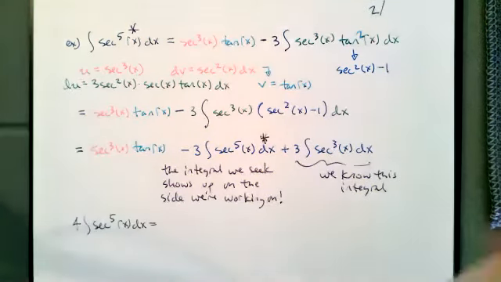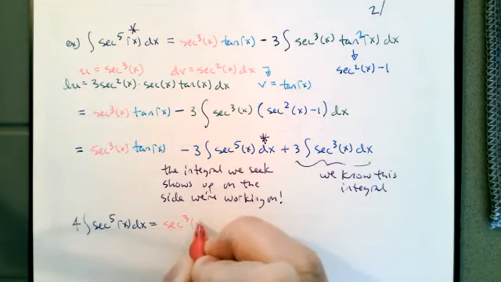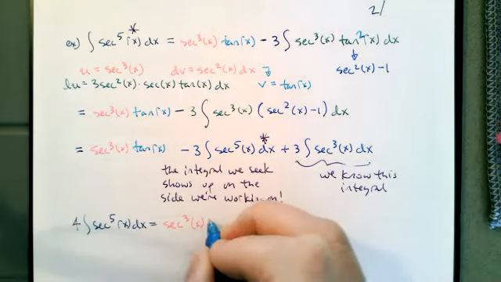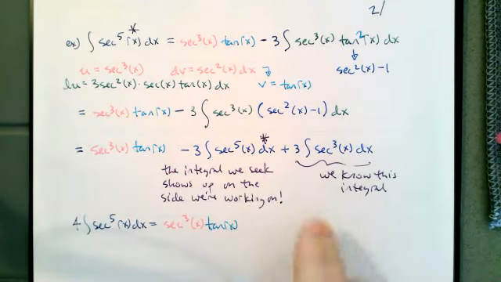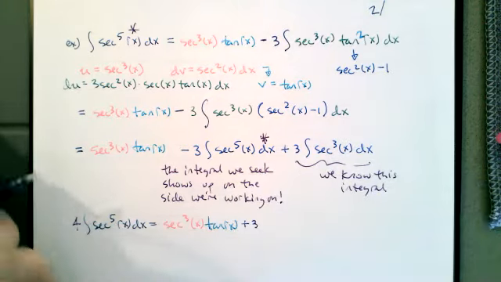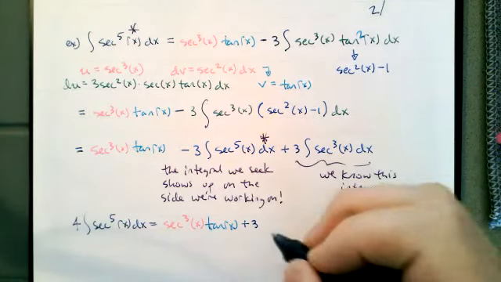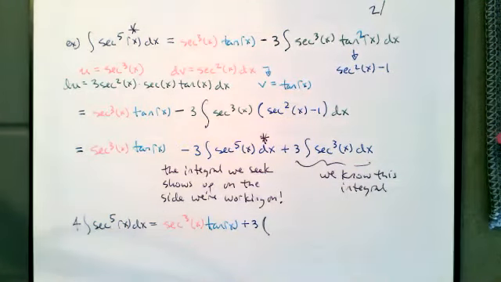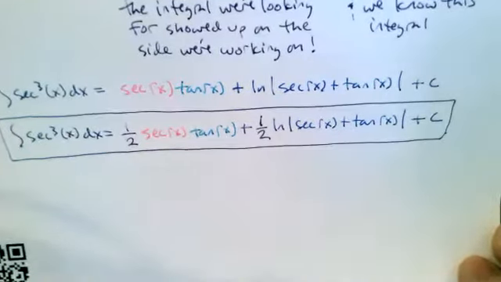Then I'll have a secant cubed tangent from our original application of parts. Secant cubed x tangent x, plus 3, and then I'm going to go grab the integral of secant cubed from the previous page. The integral of secant cubed was a 1/2 secant tangent plus a 1/2 natural log of secant x plus tangent x plus c.